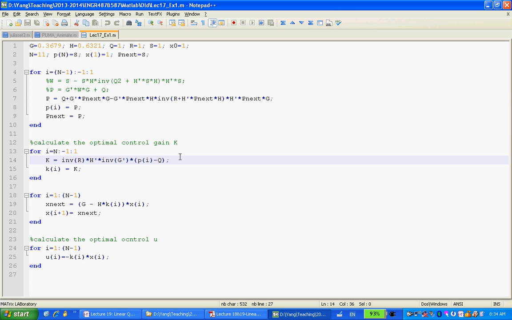Okay, so this is basically the programming here. This loop calculates the solution of the discrete Riccati equation, and this loop calculates the gain, and this loop calculates the state value, and this loop calculates optimal control U here, right? And later you'll see another one where we can combine a couple of the loops to make it more compact.